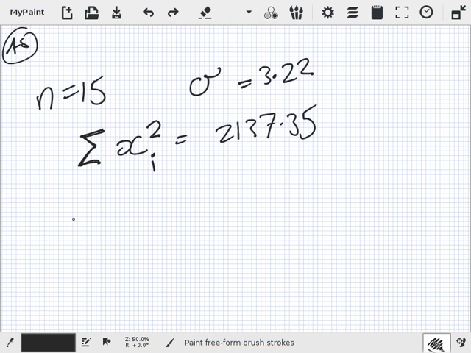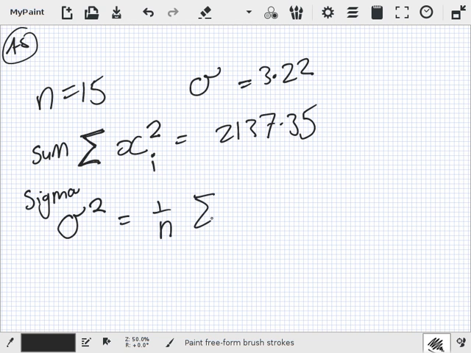The formula is this. What's this? Apple? Or pear? Sigma. Apple or pear. I need to take a picture. And this is sum. Okay. So the formula is sigma equals 1 over n, sum of squares, minus, is it minus this squared?